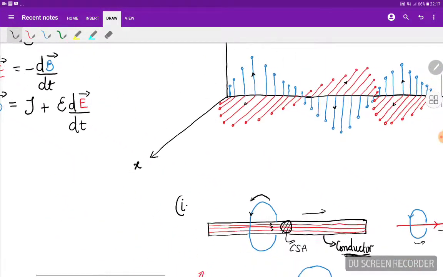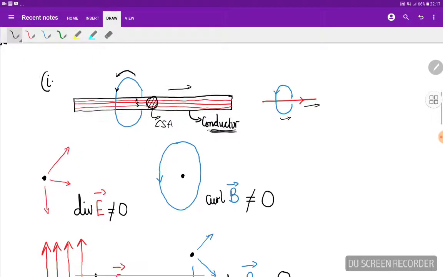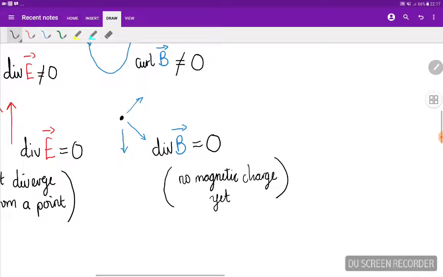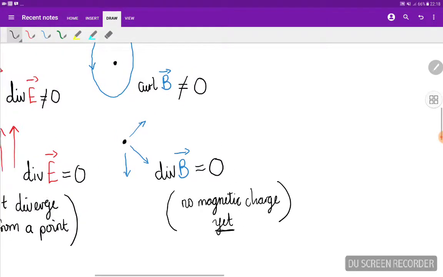Your div B naturally would equal 0 because magnetic lines don't have magnetic monopoles. No magnetic charge has been discovered yet, so we're still in the dark ages, I guess.